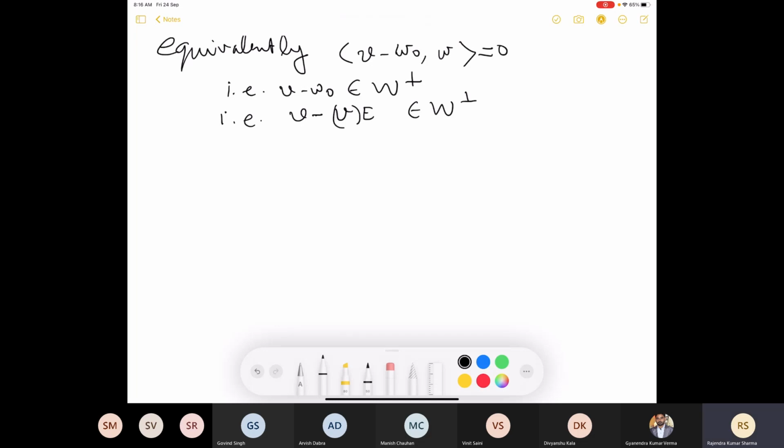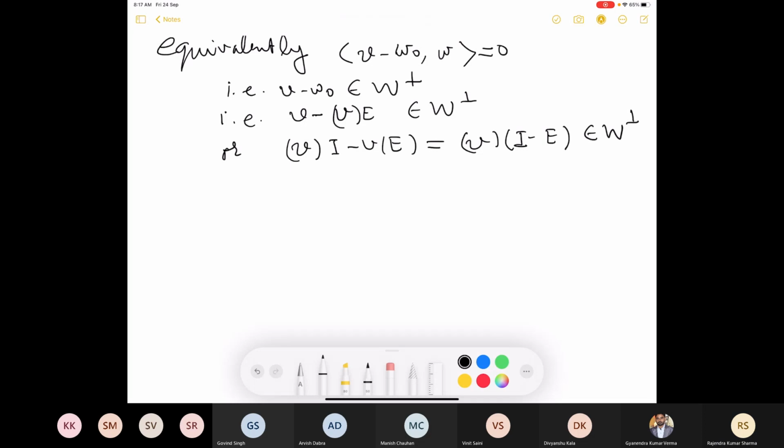You can say that V(I minus E), where I is the identity map, is the same as V under the map I minus E. This is in the orthogonal complement of W. So that's how you have the orthogonal projection E.